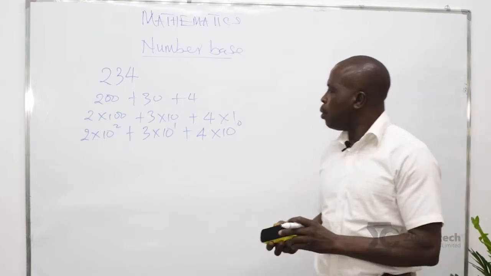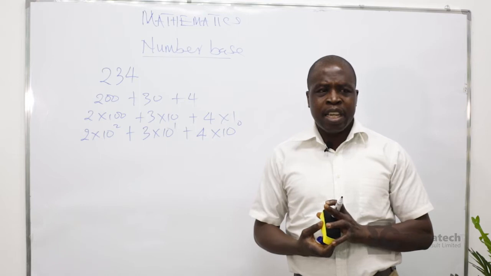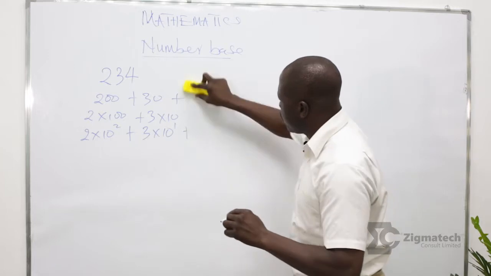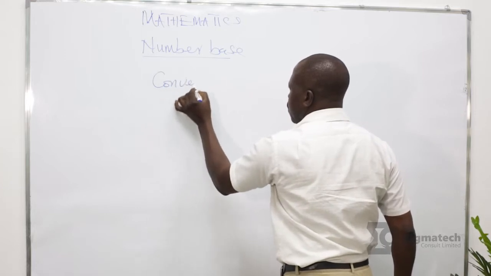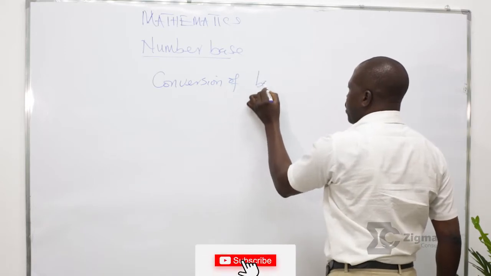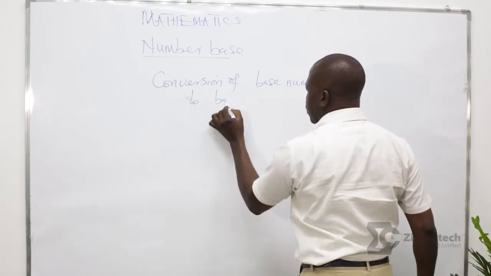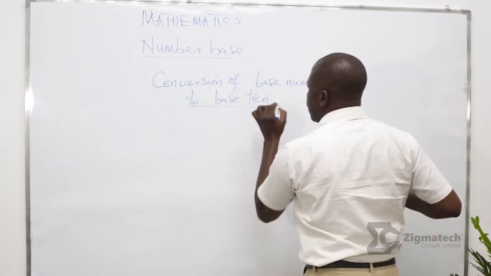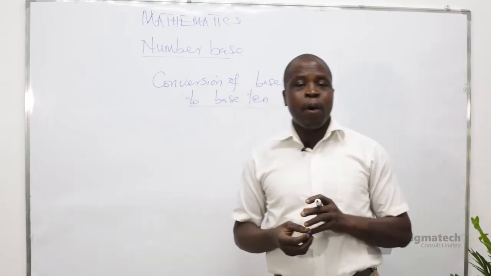Now let's go to other things. You can express other numbers in different bases other than 10. You can express it in base 10. Let's do it this way. Conversion of number base to base 10. In doing so, you have to practice it by expanding this said number in the power of its base.